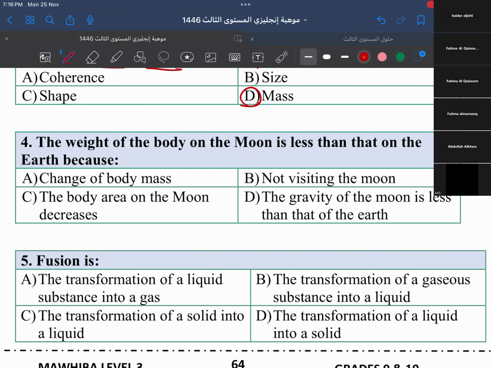Okay, so the weight of the body on the moon is less than that on Earth because the gravity of the moon is less than that of the Earth. Because weight is just mass affected by gravity. Exactly. And your reasoning is also right. So when the body is on the moon, you can see astronauts jumping on the moon not because their mass is less, not because they lost fat, but just because the effective gravity is less on the moon than on the Earth. Okay. So is that clear, guys?